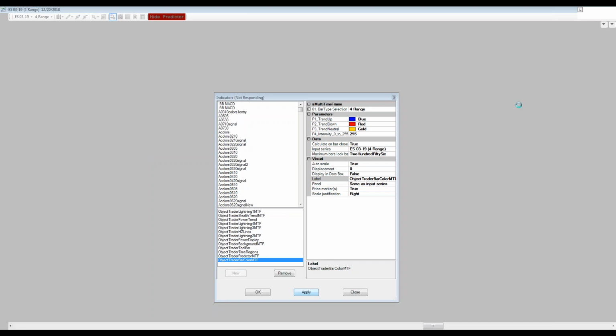Look at that, all locked up. What the heck? You got to be kidding me. All right, there it is.